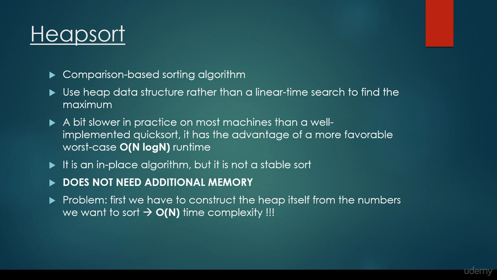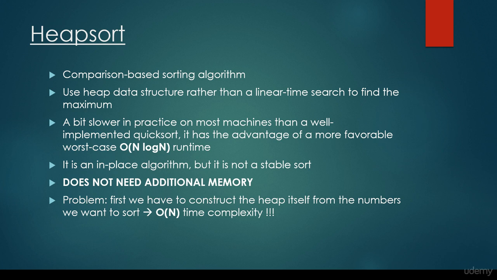So we keep looking for the maximum item, then if we find it, we set it to be visited, so we are not going to consider that given item over and over again. It is a bit slower in practice on most machines than a well-implemented quicksort, but on the other hand it has the advantage of a more favorable worst-case runtime, which is O(n log n), so linearithmic. It's very important that it is an in-place algorithm, so it doesn't need any additional memory, but on the other hand it is not stable, so it's not going to maintain the order of the items with the same keys.